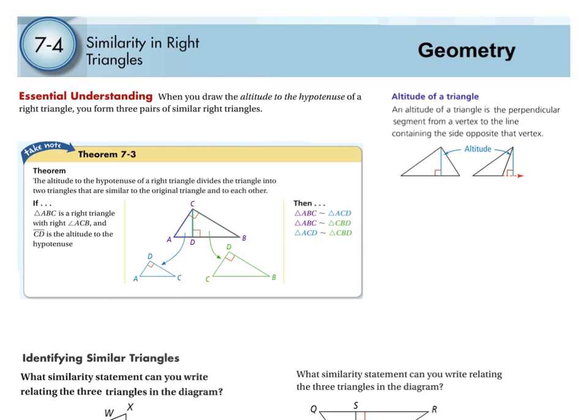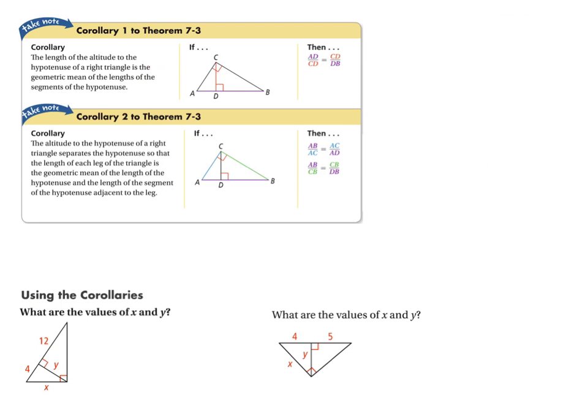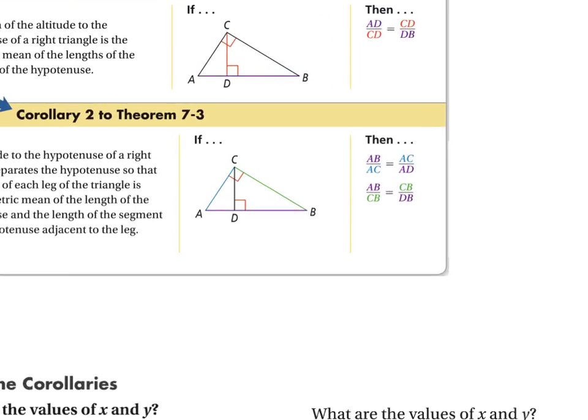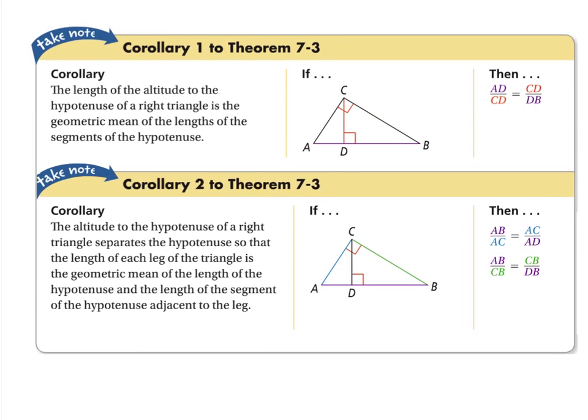All right, in 7.4 on Friday, we talked about our Theorem 7-3, which said that if we have an altitude drawn to the hypotenuse, that divides our triangle into two smaller triangles, all three of which are similar to each other. So let's look at the back side of our notes, where we have two corollaries that go along with that.